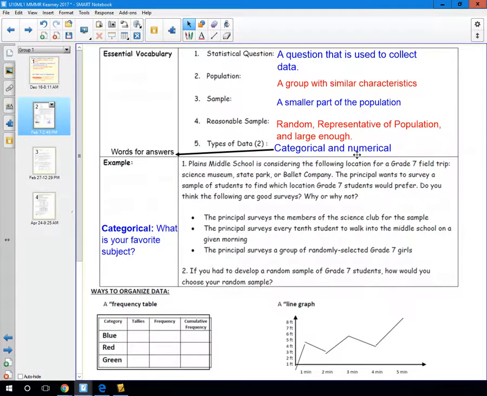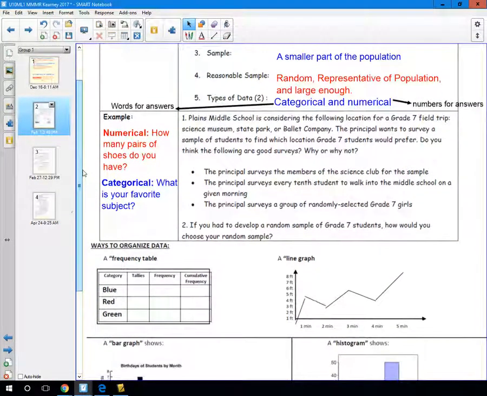Okay. Numerical, what do you hear when I say the word numerical? Sounds like number, right? So what do you think the answers are going to be? Numbers. So your answers are numbers. So for example, I could ask, well, how many siblings do you have? How many pets do you have? What's your height? How many pairs of shoes do you have? So categorical would be words we could put into categories. Numerical would be numbers that we would then use to analyze. Okay. So take a moment if you need to and go back and read over those vocabulary words.